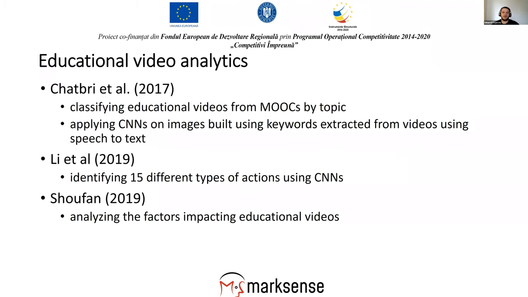As related work for educational visual analytics, there have been attempts to apply convolutional neural networks on images which were embedded with keywords extracted using speech to text. And this was used in order to classify the videos from massive open online courses by topics. Also, identifying different types of actions from videos has been achieved. And also, convolutional neural networks have been used in order to identify the factors that impact educational videos, their rating, and so on.